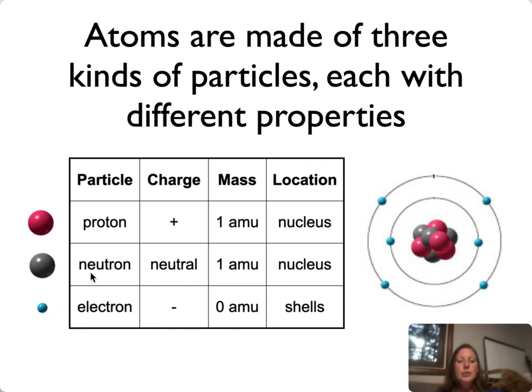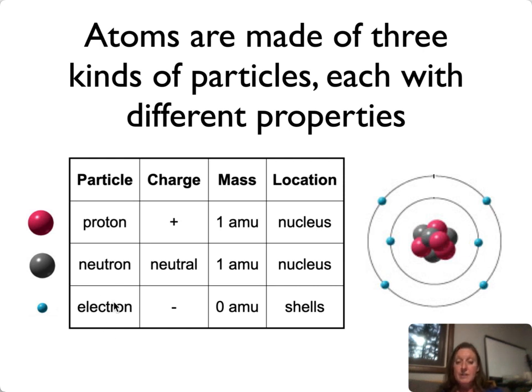If we go on to neutrons, you might gather from the name that neutrons are neutral, meaning they have no charge. Neutrons, like protons, weigh 1 atomic mass unit, so they have the same mass. And like protons, they are located in the nucleus of the atom. So here you can see protons and neutrons clustered together in the center of the atom.